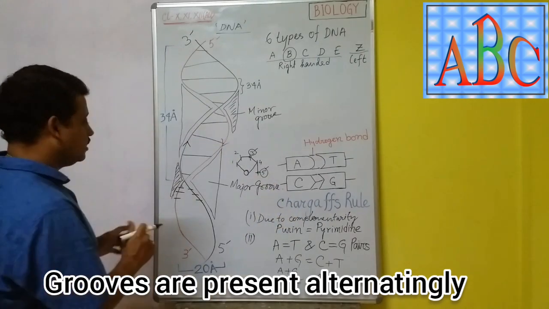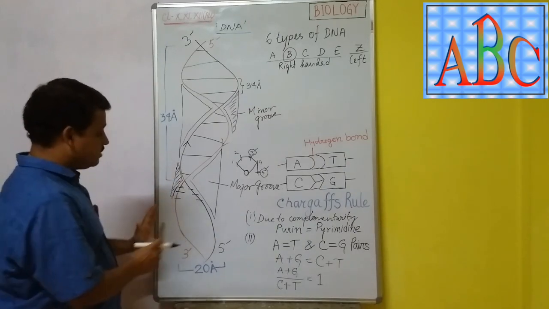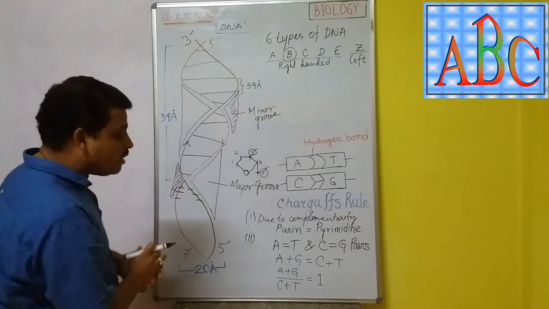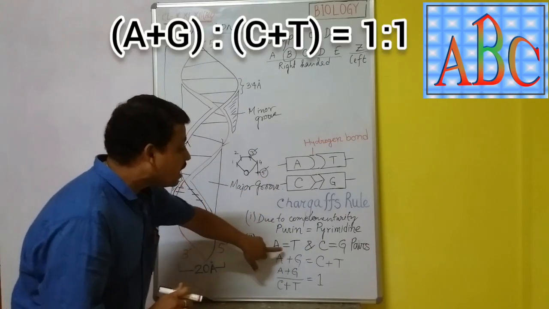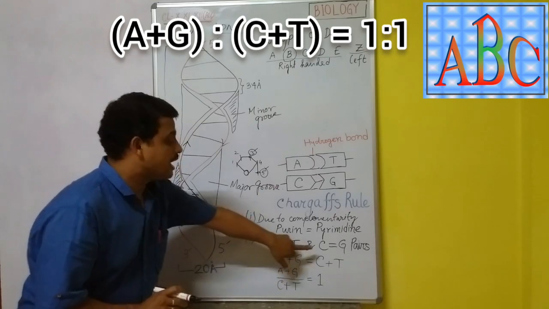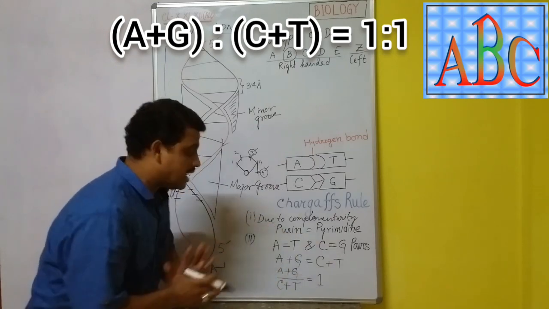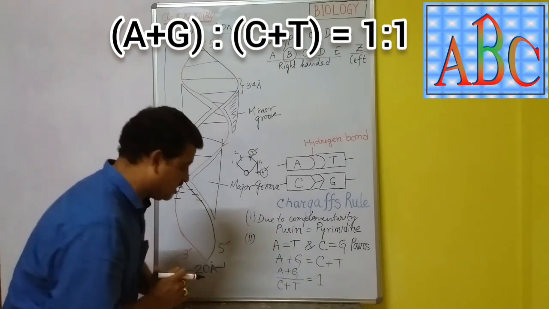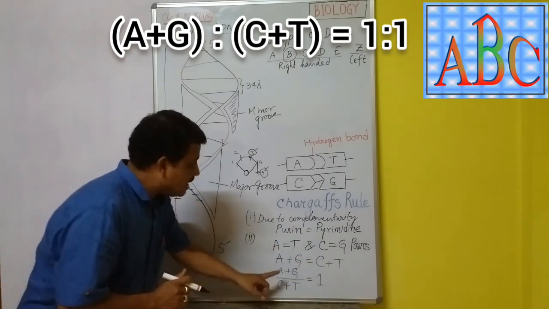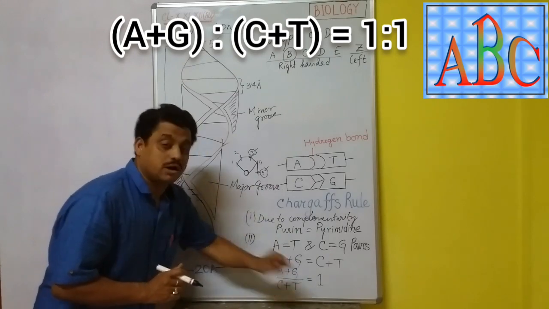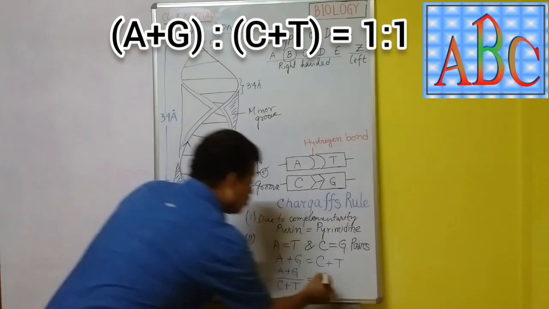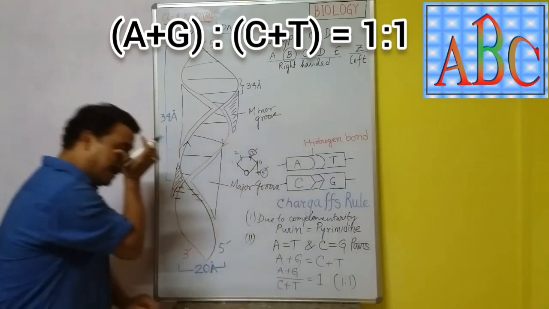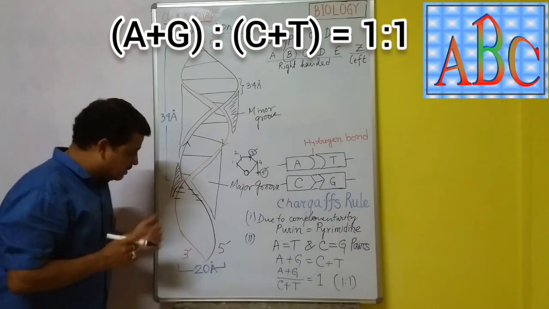We have seen in DNA, as per Chargaff's rule, that A is always equal with T and C always equal with G in pairs. So the rule becomes A plus G equal to C plus T, and therefore A plus G divided by C plus T is equal to 1. That means the ratio is 1:1 in each case. Now we can see more in detail.